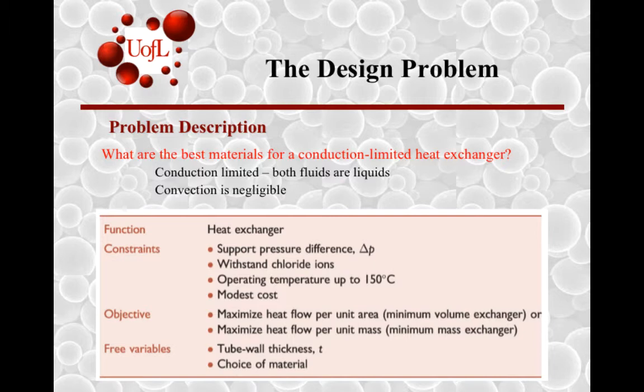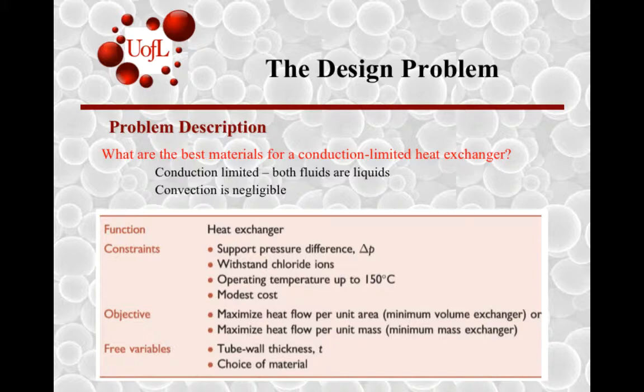So the description was, what are the best materials for a conduction limited heat exchanger? And conduction limited means that both of the fluids in the heat exchanger are liquids. If you have a gas and a liquid, then you have to consider the convection, because with liquids the convection is rapid, so it's just conduction from the material of the heat exchanger, and that's what this case focused on, conduction limited.